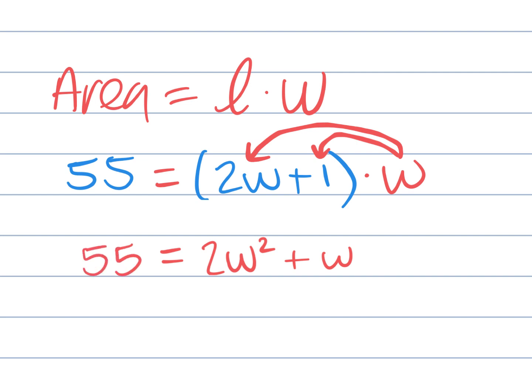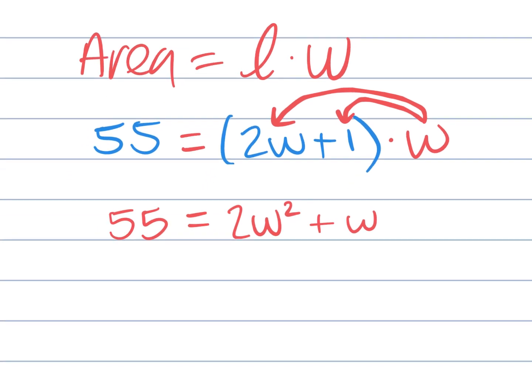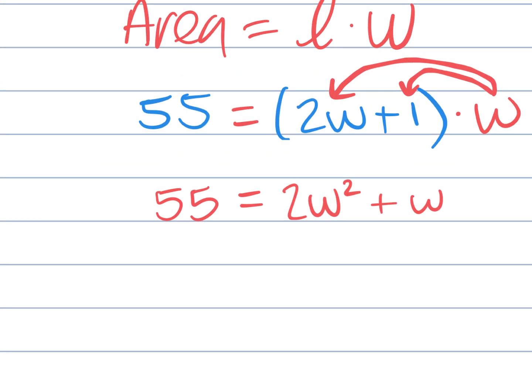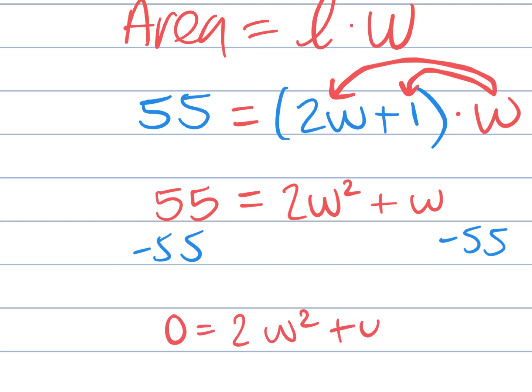Now hold on. We've seen these problems before, right? Where we have a variable squared. And I told you, you want one side of your equation equal to what? 0. So what would be a very good idea for us to make one of the sides of the equation equal to 0? Sophia? Subtract 55. You're so good, okay? So let's subtract 55 from both sides. What do we get? Natalie? We get 0 equals 2W squared plus W minus 55. Very good.